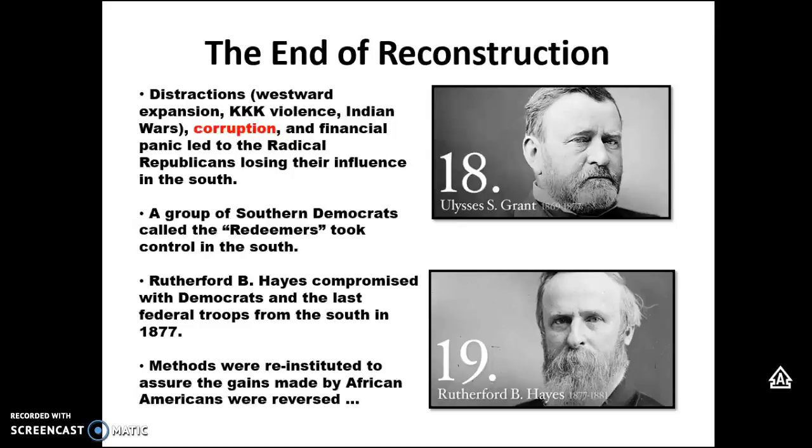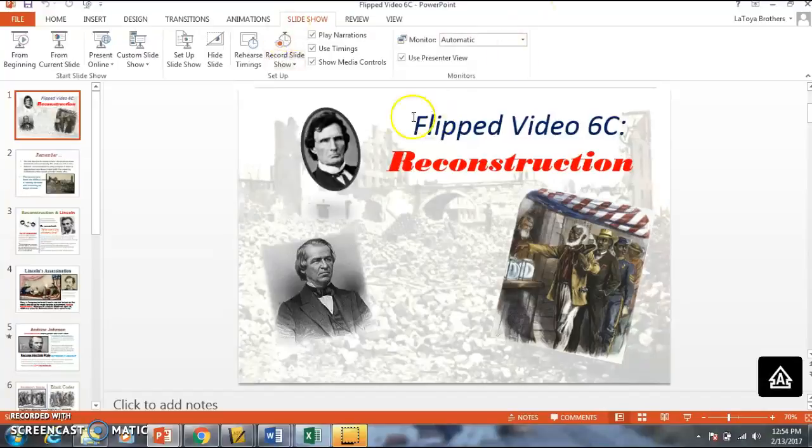So once you remove that federal protection, you remove those federal troops, the African Americans don't have anybody to protect them anymore. So the South will return to as it was before the Northerners went in there and tried to reconstruct it. And that's the end of Reconstruction.